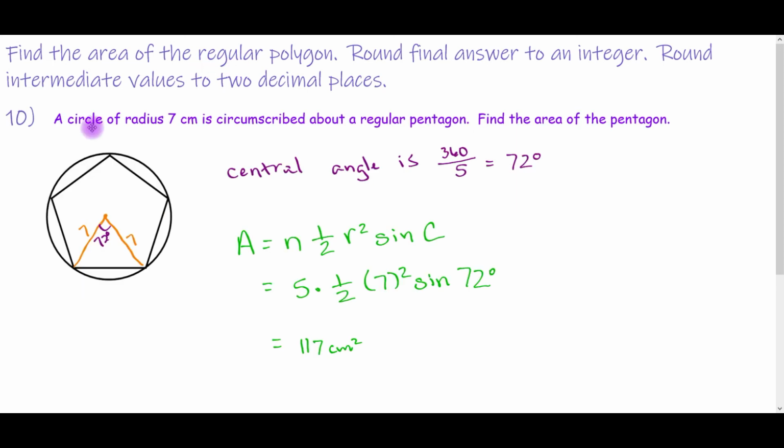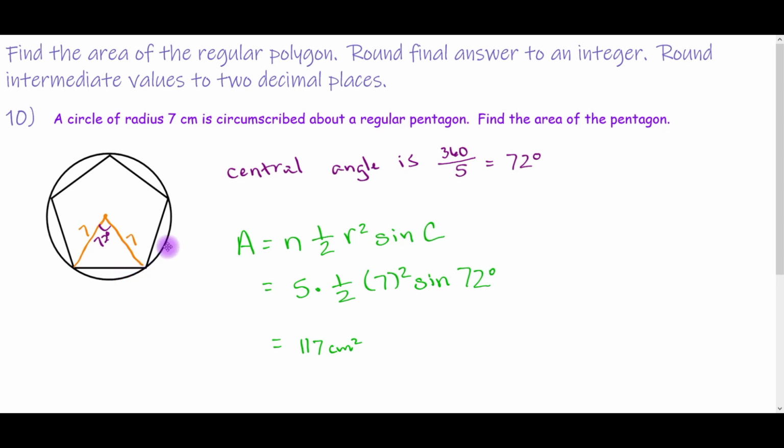All right, and then this last question tells us we have a circle of radius 7 centimeters, and it's circumscribed about a regular pentagon. We want to find the area of that pentagon. So again, I just got this picture from the internet. I just did a search for pentagon inscribed in a circle.